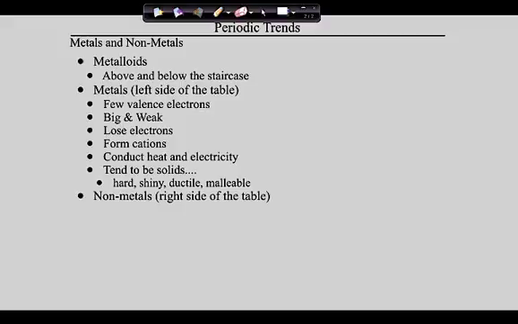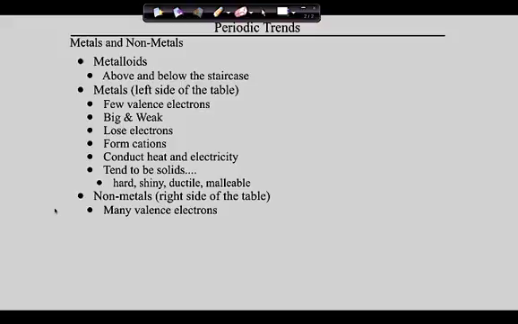The nonmetals are on the right-hand side. What do you need to know about the nonmetals? Well, guys, it's all the other stuff. If the nonmetals are on the right-hand side, how many valence electrons do they have? Well, they have like 8 and like 7 and like 6. They have a bunch of valence electrons.